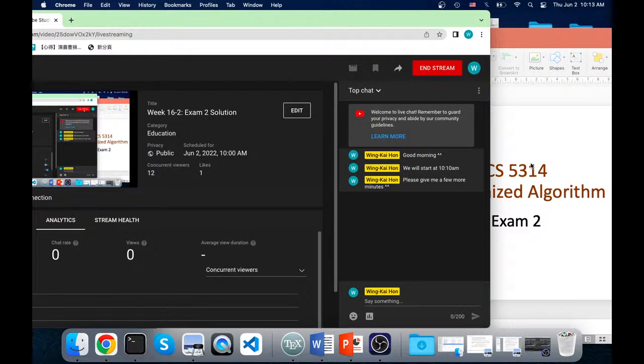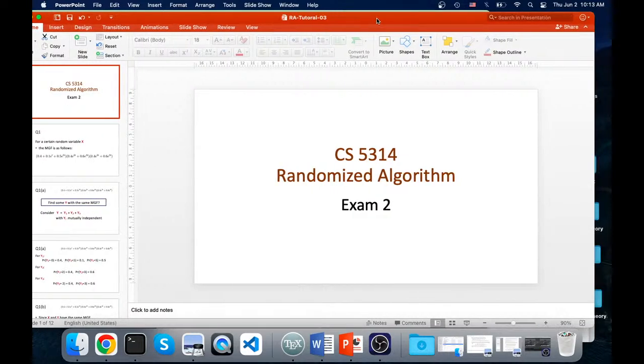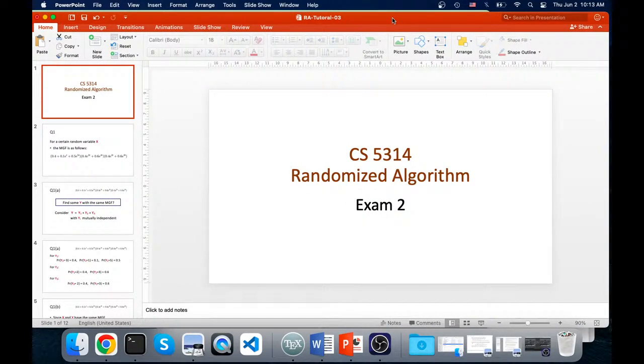So today we will talk about exam two, and then we will talk about the hints to the solution. Some of them, I still hope that you can finish by yourself. Think about it using the hints given today. So let's start.